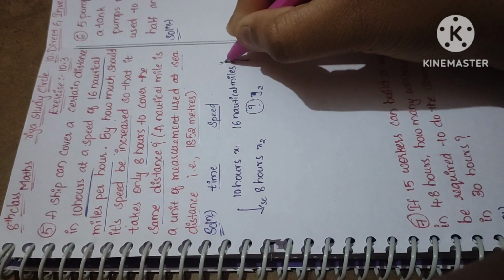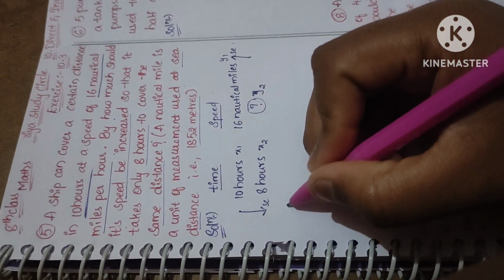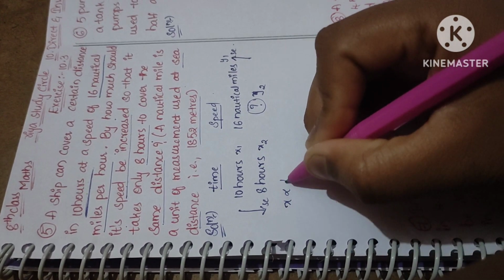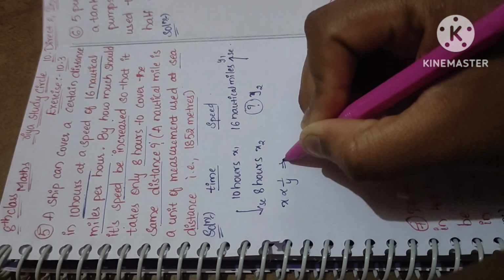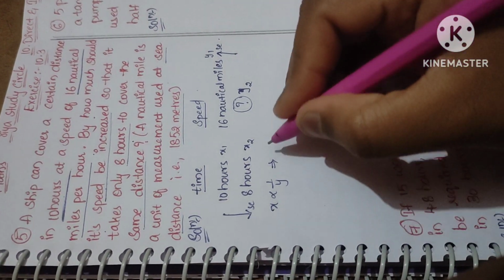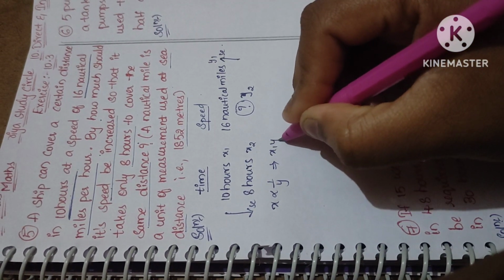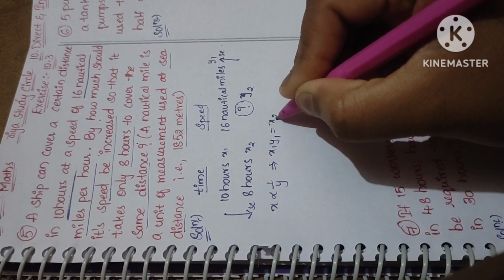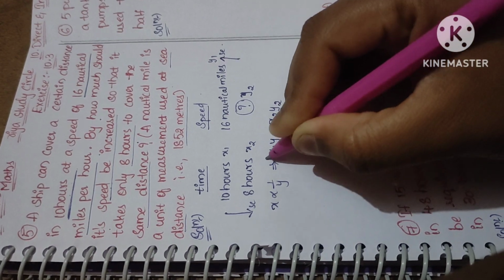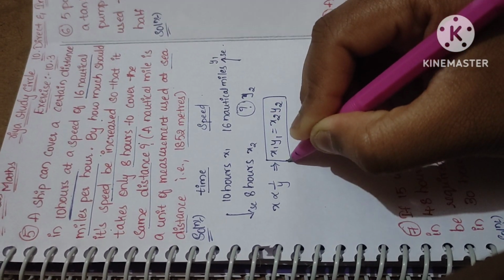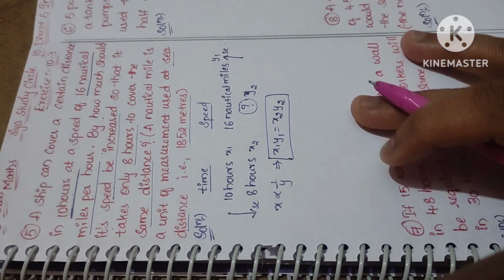So let's take time as x terms, speed as y terms. So 10 hours as x1, 8 hours as x2, 16 nautical miles as y1. We have to find y2. So what is the symbol for inverse proportion? x is inversely proportional to y. What is the formula for inverse proportion? x1 y1 equals x2 y2.